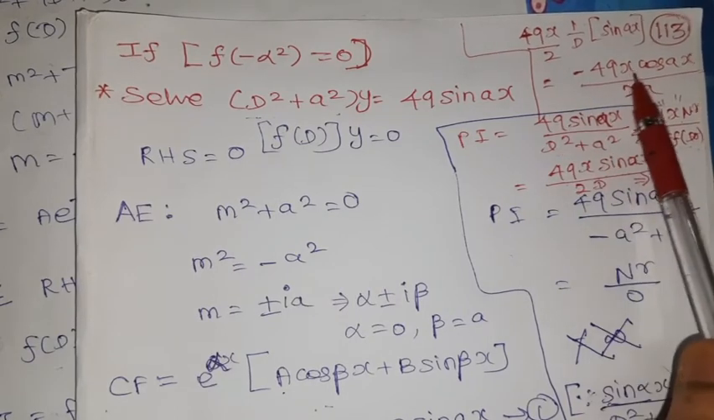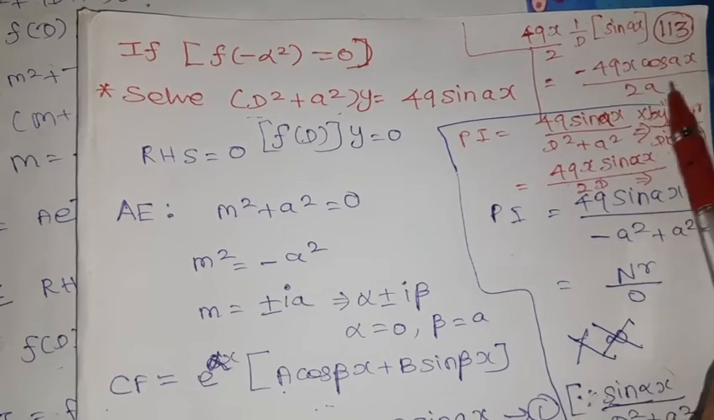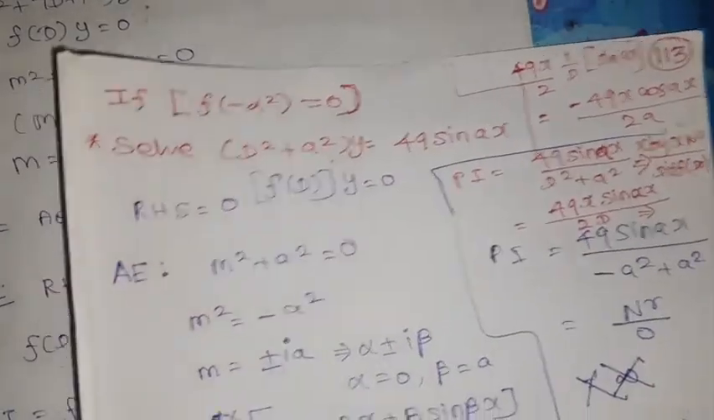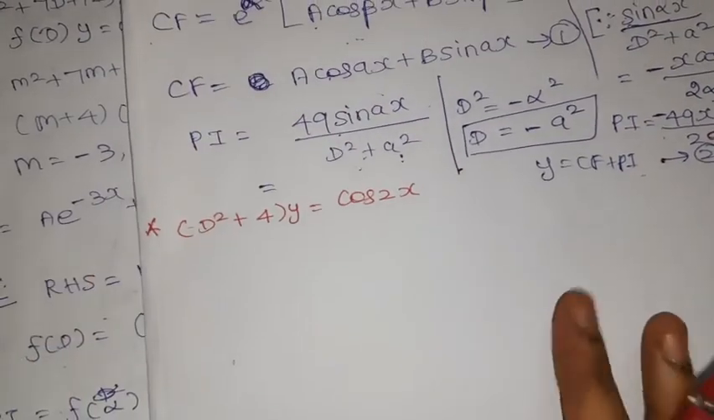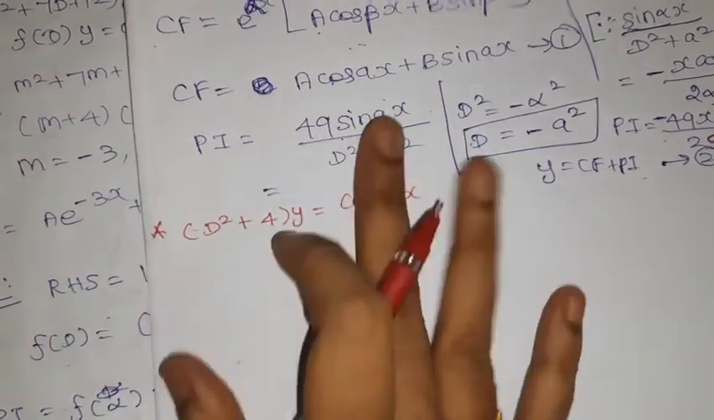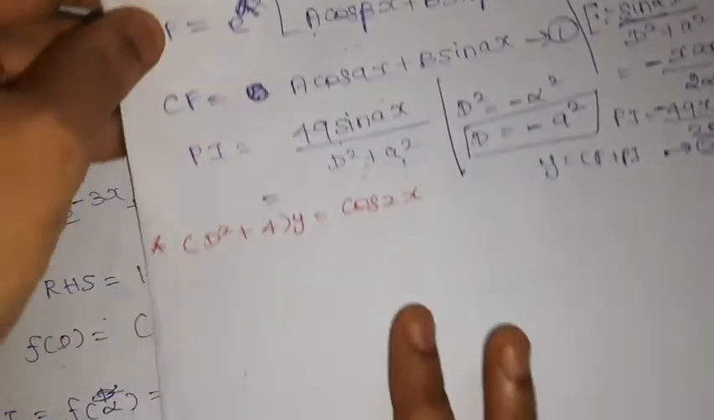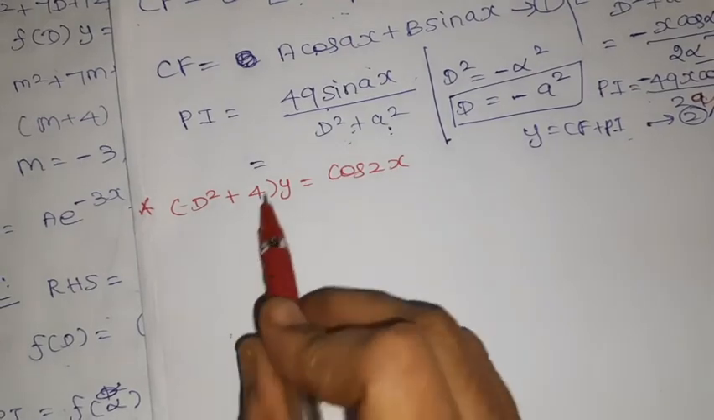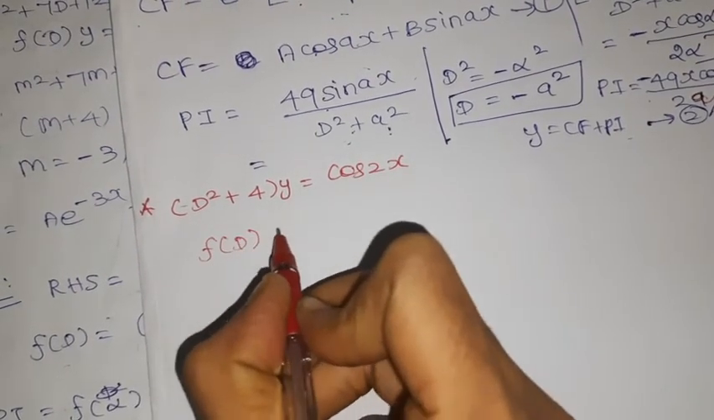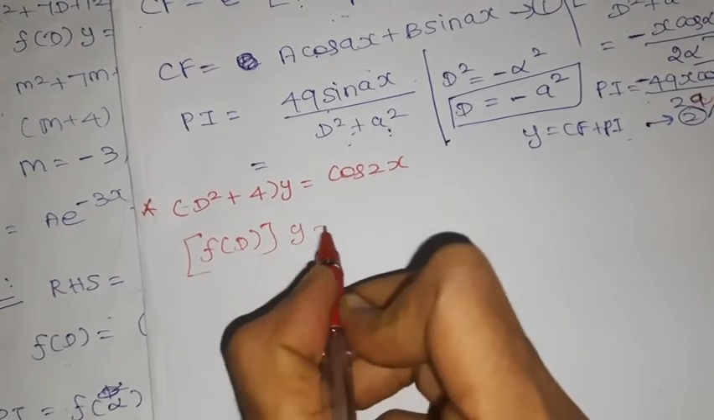So minus 49x cos ax divided by 2a. Okay. If we know these two types, we will solve the problem very quickly. We'll solve one more problem in this type. That is f of D into y equal to cos 2x, that is, (D squared + 4) y = cos 2x.